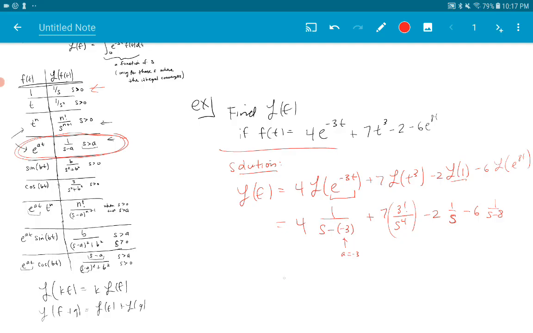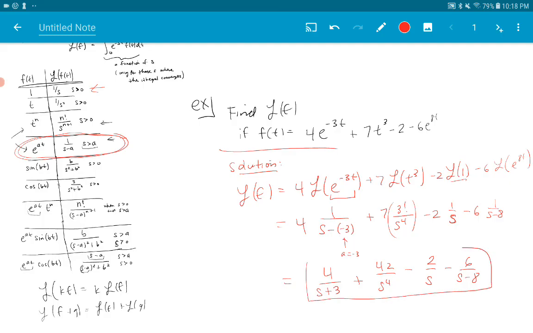All right, and so let's work on this. This is 4 over s plus 3, plus, remember, 3 factorial is 6, so 6 times 7, that would be 42 over s to the fourth, minus 2 over s, and minus 6 over s minus 8.